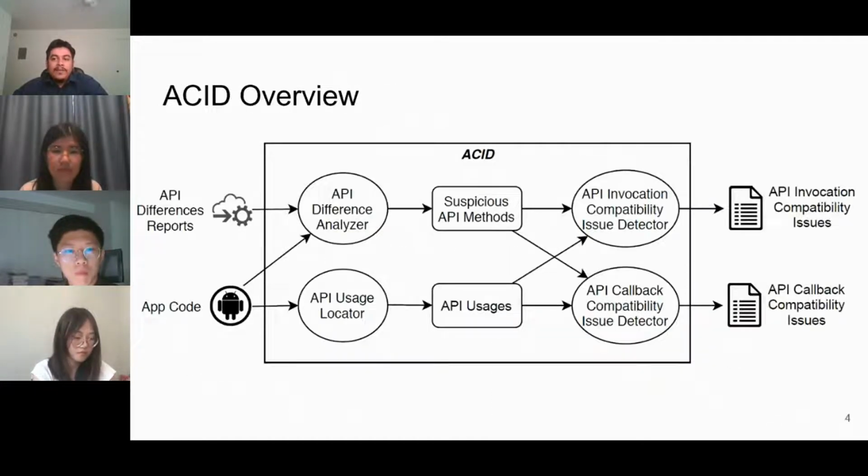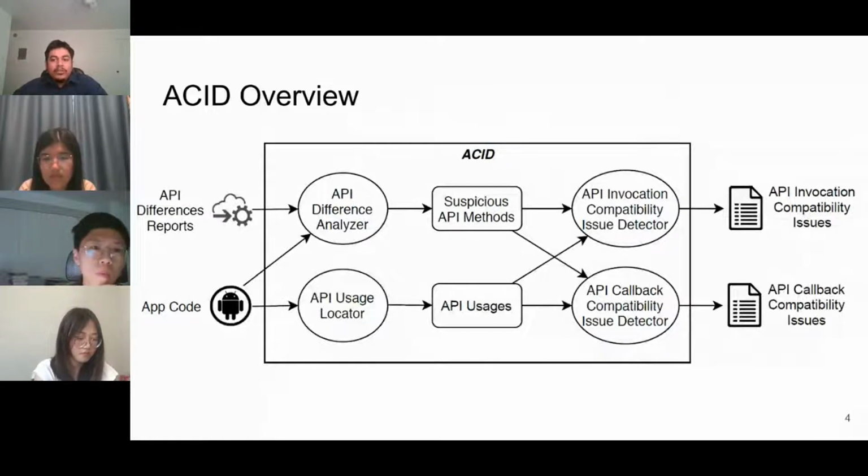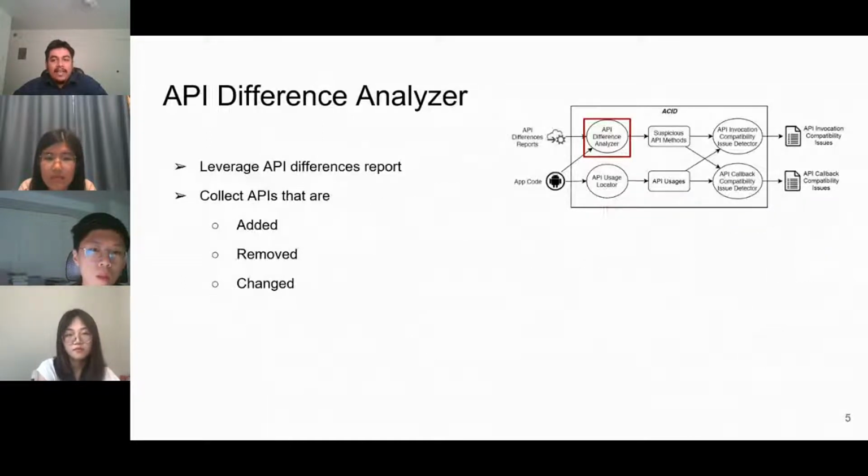Here is the overview of the framework of ACID. It takes the app code and the API difference report as input and outputs potential API invocation and callback compatibility issues. ACID consists of 4 major components. The first one is the API difference analyzer. ACID leverages the API differences report to find out all changes involved in an API update.